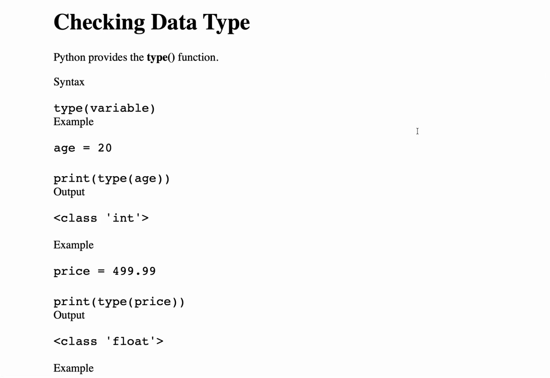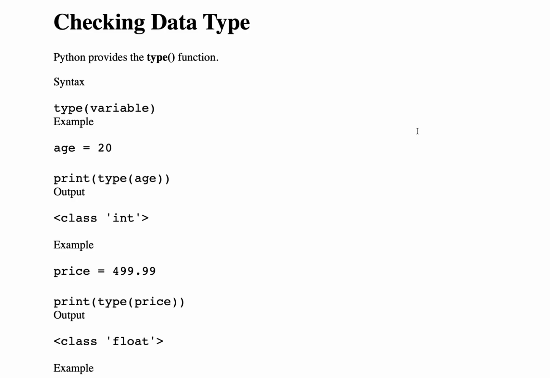Checking the data type. Sometimes while writing programs, we may forget what type of value is stored inside a variable. For example, imagine you are working on a program with hundreds of lines of code. You may not always remember whether a variable contains a number, text, or a decimal value. Python provides a built-in function called type to solve this problem. The type function tells us the data type of any variable or value.